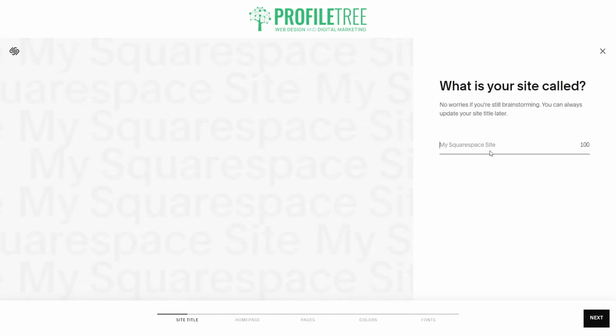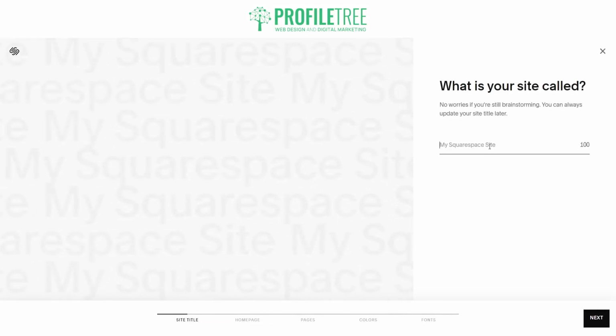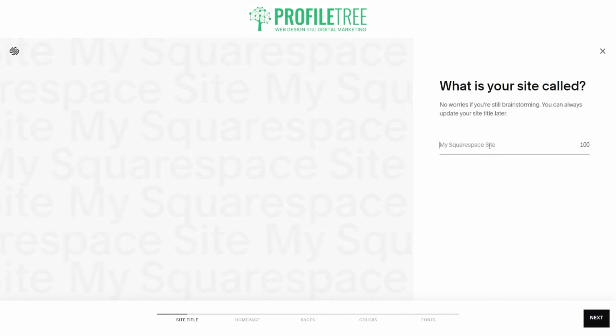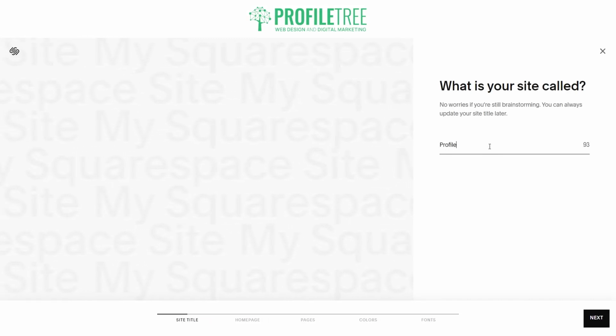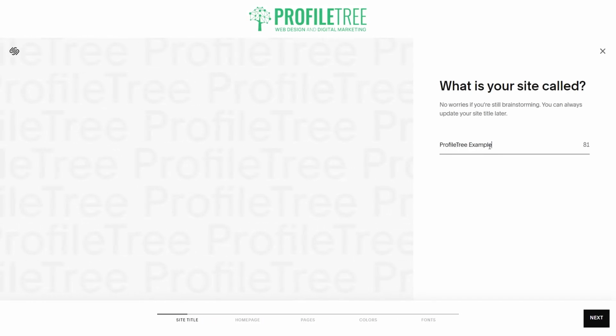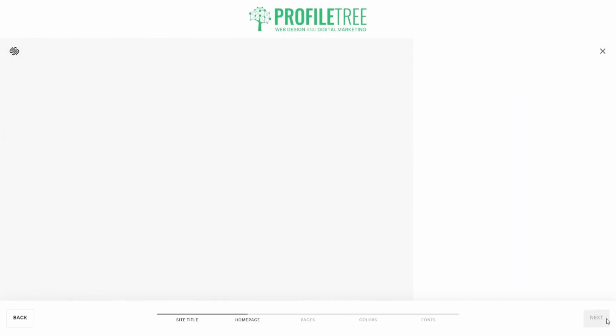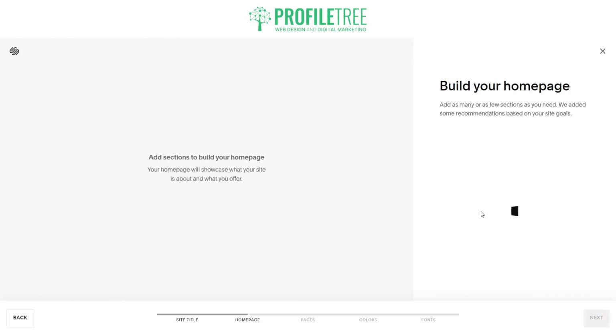Now it'll ask us what we want to call our website. So we're just going to say ProfileTree example. Okay, and then you would go ahead and click next. Now it's going to ask us to go ahead and build our homepage.